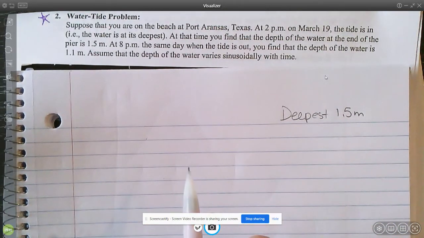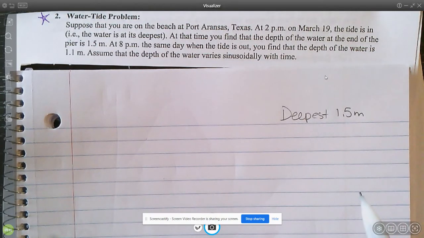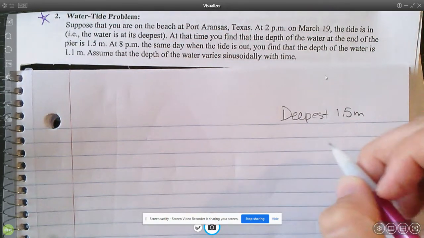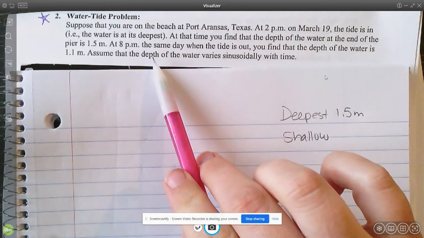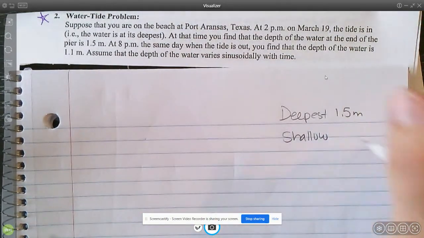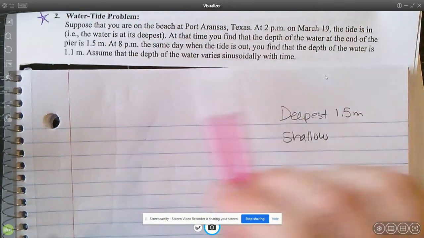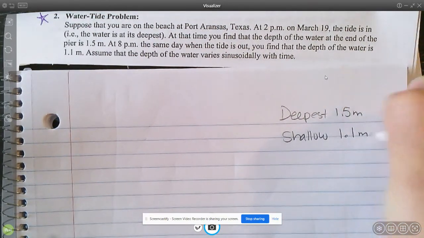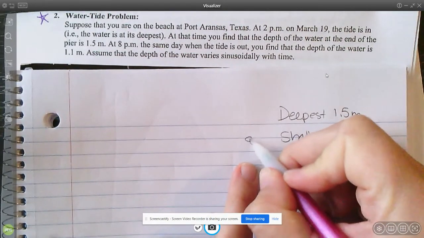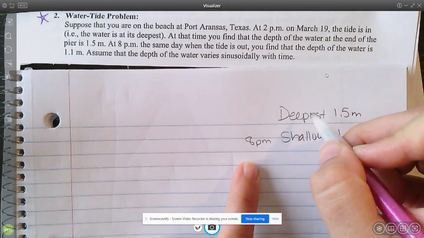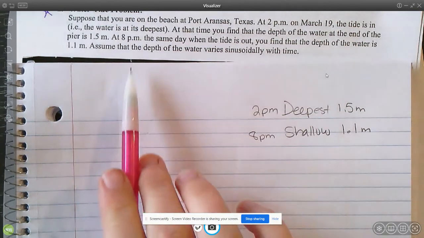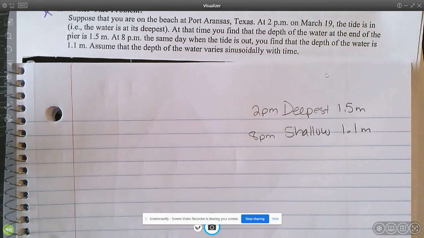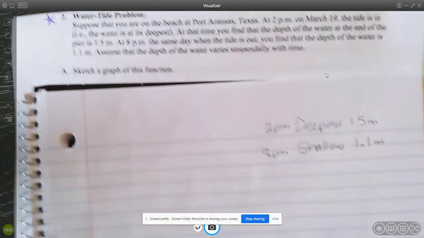At 8 p.m. the same day when the tide is out, so tide out, I would assume means it is the most shallow. Oh, wait. At 8 p.m. the same day the tide is out, you find the depth of water is 1.1 meters. So this was at 8 p.m. and this was at 2 p.m. Okay, so assume that the depth of the water varies with time. Okay, so the first thing it wants us to do is to sketch a graph.